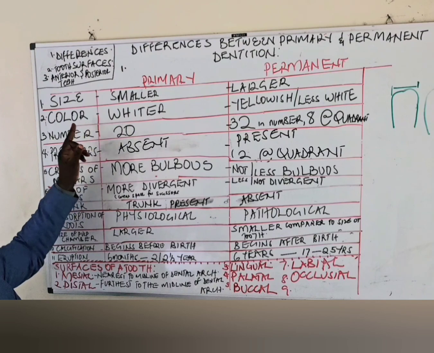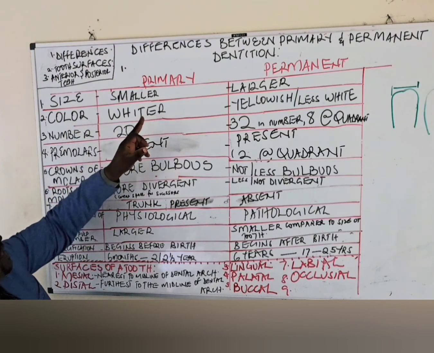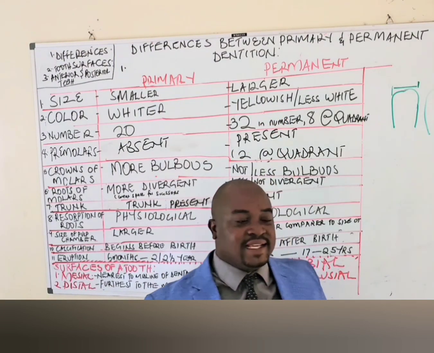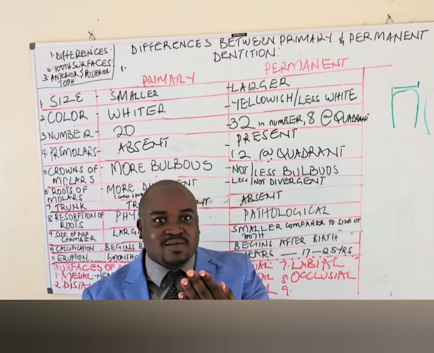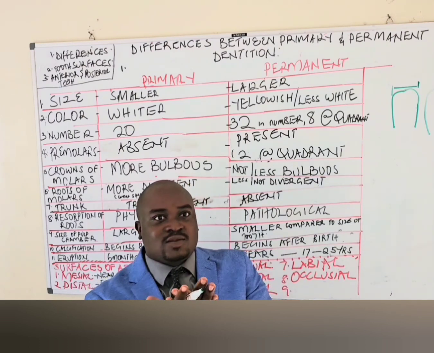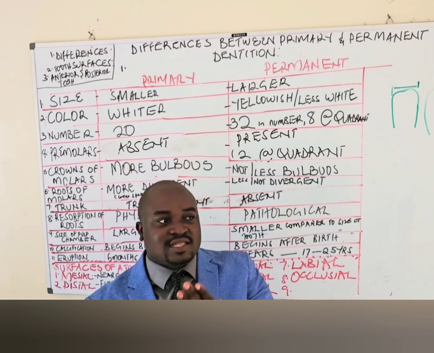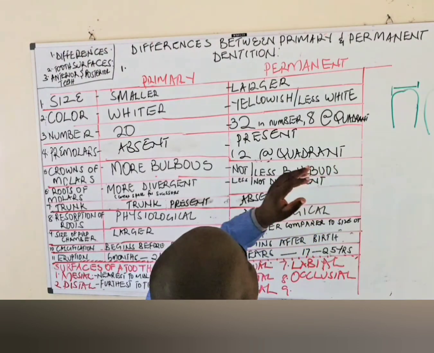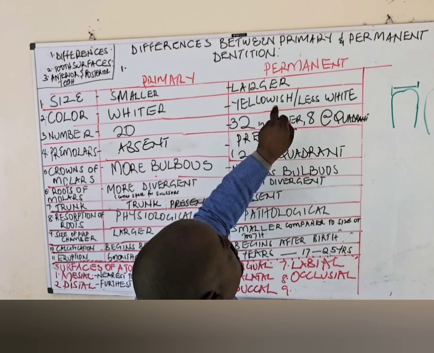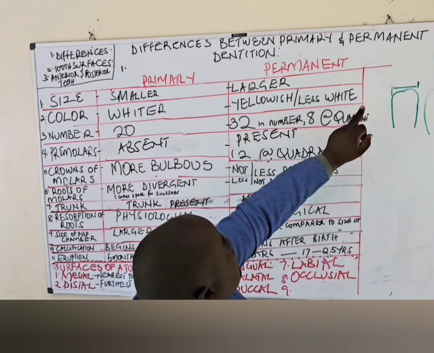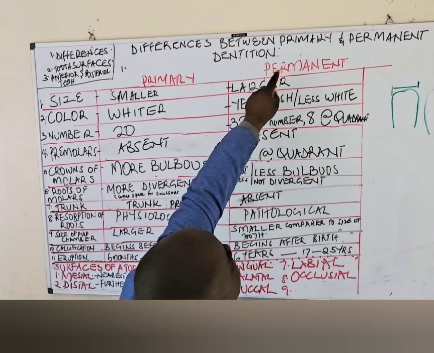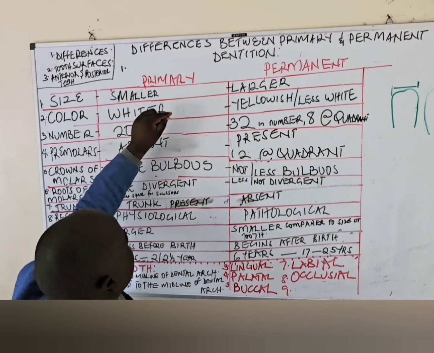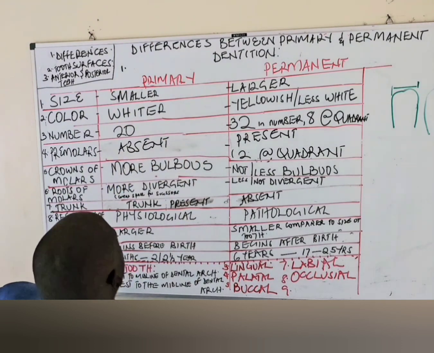Then another one is color. The primary tooth is whiter than the permanent teeth. Remember, the tooth is made up of dentin and enamel. Enamel is translucent, it allows light to pass through, so you can easily see what is underneath it. Because it allows you to see the yellowish color of the dentin, the permanent teeth are a bit yellowish or less white, whereas this one is white. So that is the second difference.